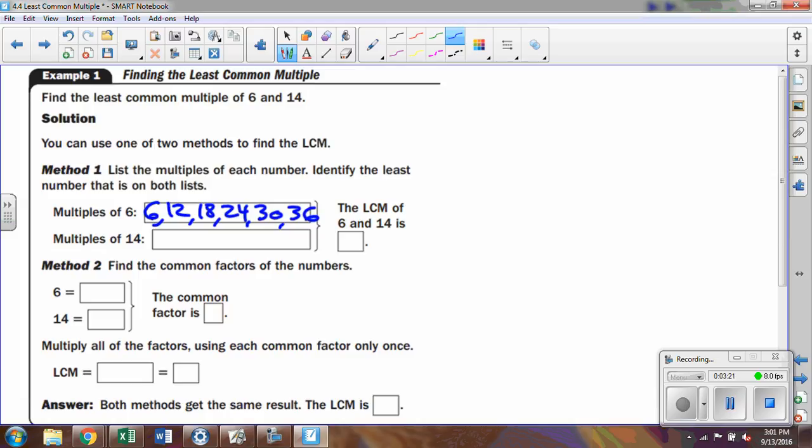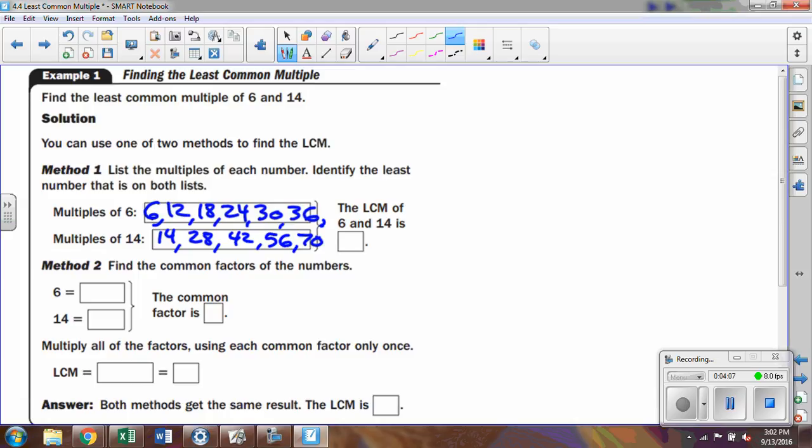Similarly, when we start taking the rows, the multiples of 14, 14 multiplied by 1, multiplied by 2, 14 multiplied by 3, multiplied by 4, multiplied by 5. And so all we're doing is creating a list, repeatedly adding the same number, or you could use multiplication. Well, looking at the list, we want to identify a number that is common to both. What number shows up on both? Well, right now we don't have one. Right now there's not a number that's common to both lists, and so we need to keep going.